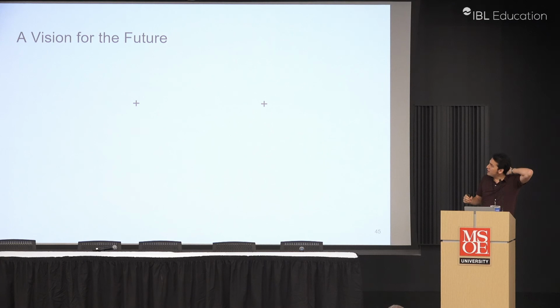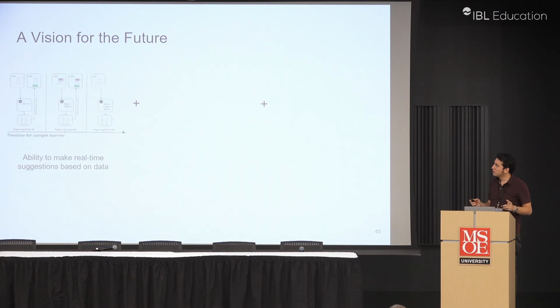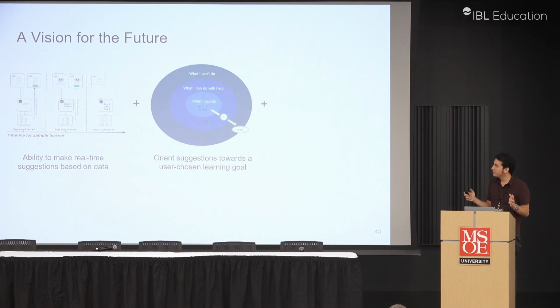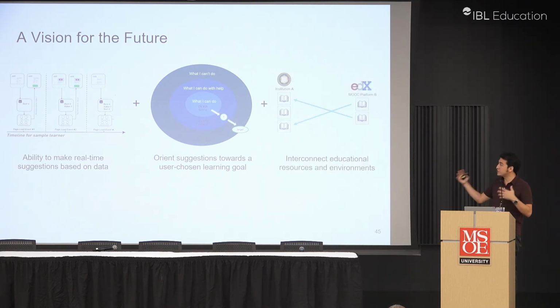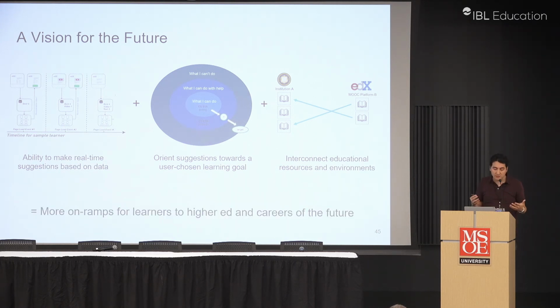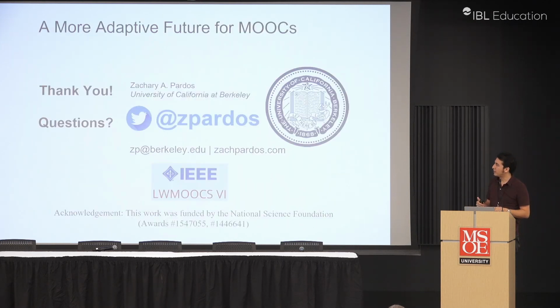So, in closing, my vision for the future is to take this ability to make real-time suggestions based on data, plus this orientation of suggestions towards a user-chosen learning goal, and then add to that this rich, interconnected educational resources environment. And then I think what we can get is more on-ramps for learners to higher ed and careers for the future. And with that, I'll take questions.